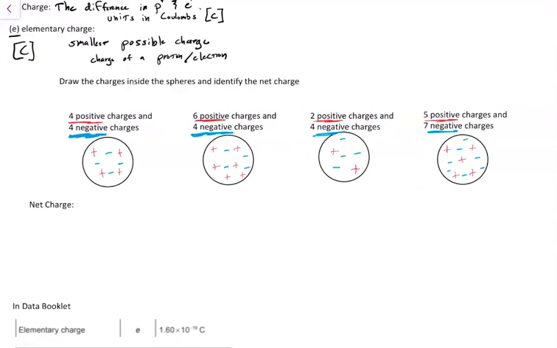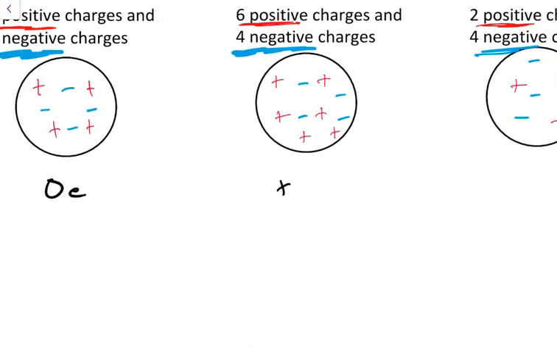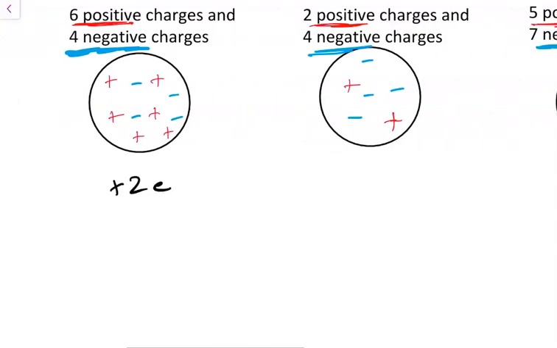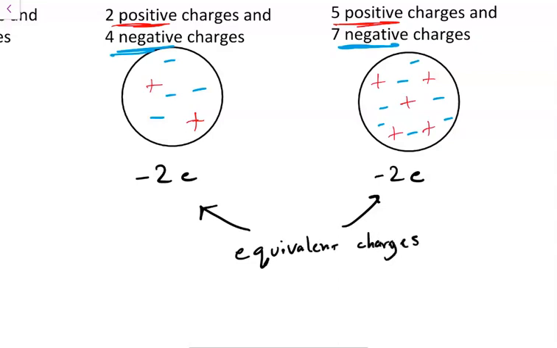And when we look at the net charge of these, that's what we have to focus on. We don't want to count how many protons there are. We can't count how many protons or how many electrons. What we're going to look at is how much net charge is occurring, which is the difference between protons and electrons. So I would identify this as 0 e. This would have positive 2 e. This would have negative 2 e. And this would also have negative 2 e. So these are equivalent charges. Even though they have different protons and electrons, they are equivalent.